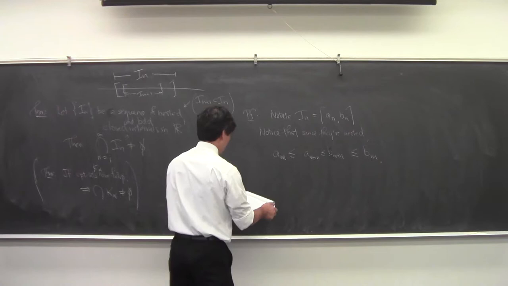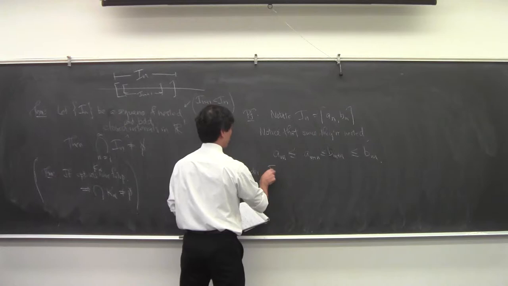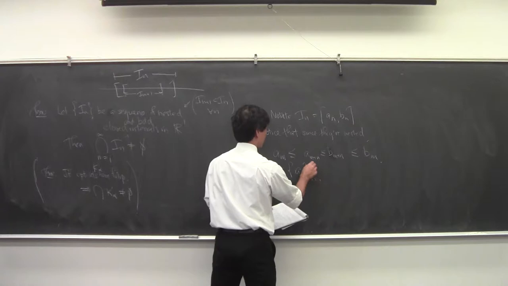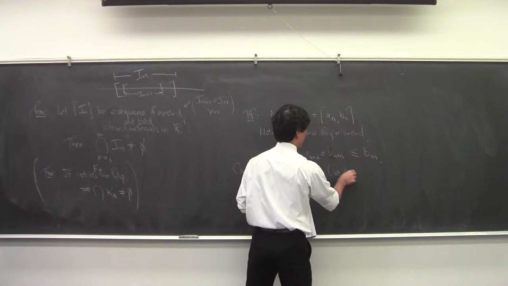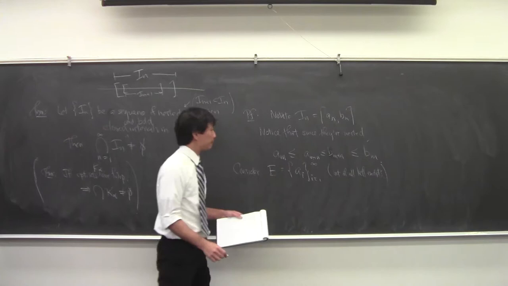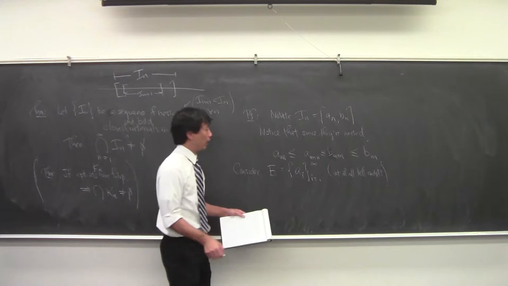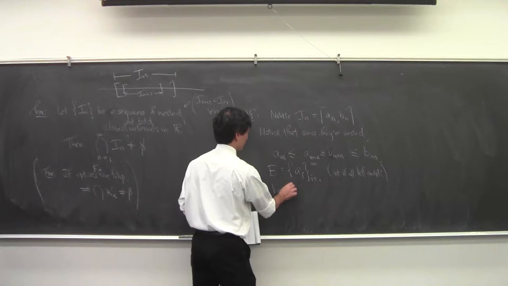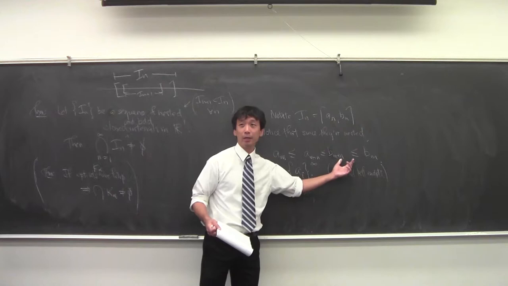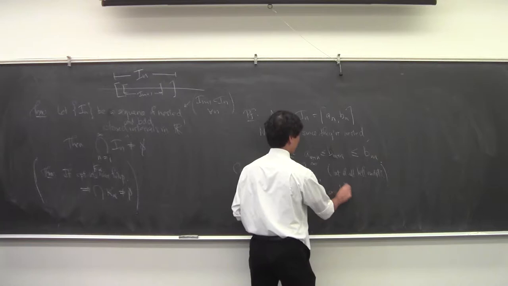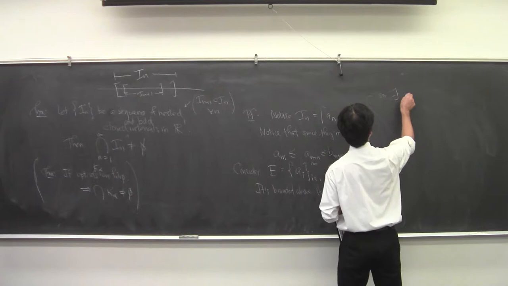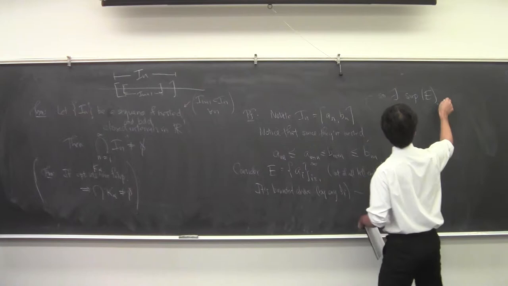Now consider the set of all left endpoints. It's bounded above by any of the B's. So we know there exists a supremum of E. Call it x.